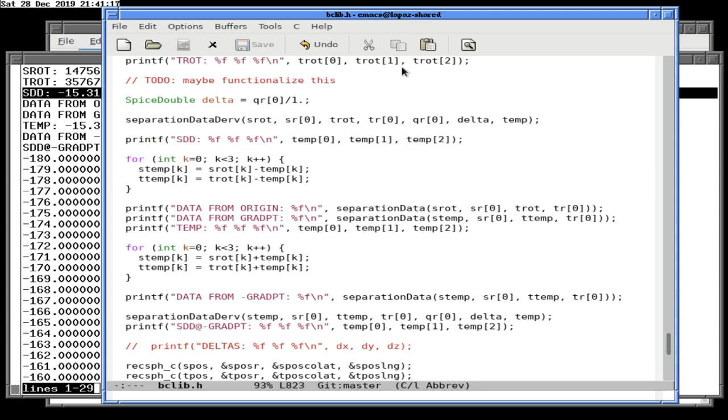We use the S temp array to hold the value, we basically move S and T so that it's as though we had moved the origin to the surface. So there's the data from the origin, there's the data from the gradient point. In other words, the point on the surface that I guess is towards the two planets. Okay, that's fine though. Then we have the data from the negative grad point, which, because we've now flipped everything, and we're doing sets here, we're not doing anything. Separation data derivative.